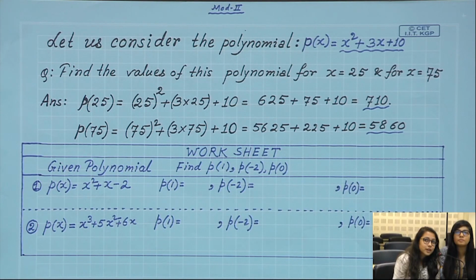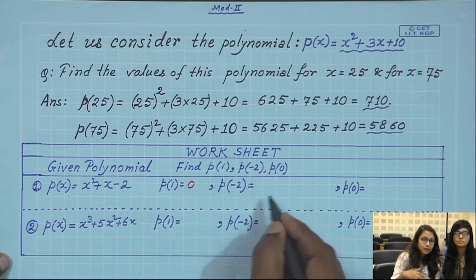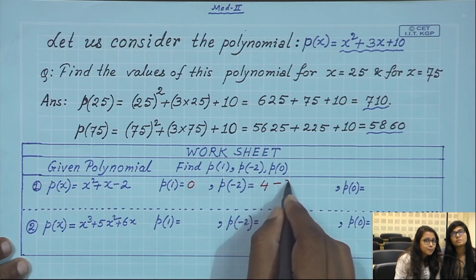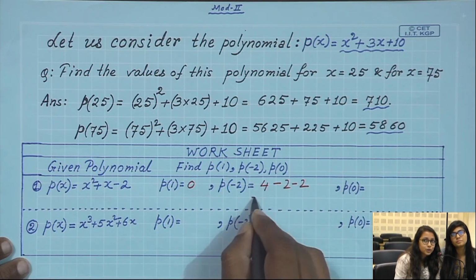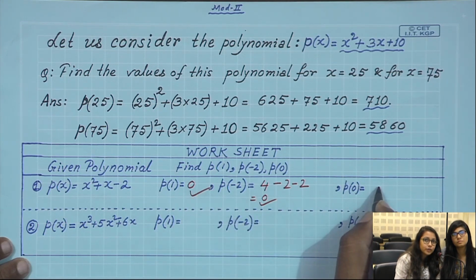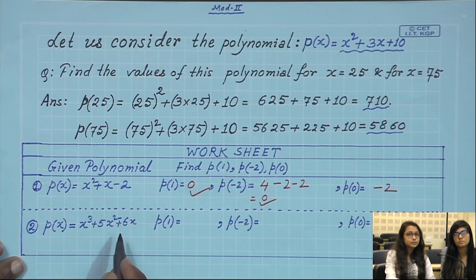Yes, sir. For the first expression, p(1) will be 0. Will be 0, right? And for p(-2), it will also be 0. Because the first term is 4, the second term is minus 2, and the third term is minus 2. So it will be 0. Okay, and for the last one, p(0), it will be minus 2. Thank you. And do it for the second example.